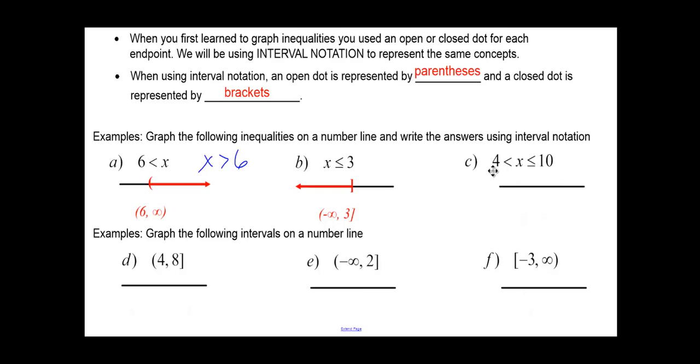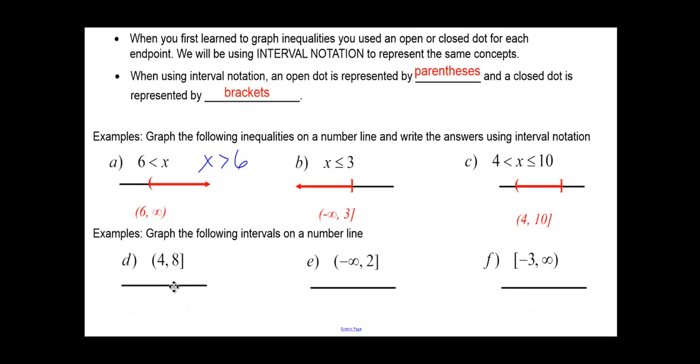Letter C, we have two endpoints, 4 and 10. Anything that's bigger than 4 and less than or equal to 10. So this one has a boundary on both ends. The 10 is included, so it's a bracket, equivalent to a closed dot. And the 4 is not included, so that would be an open dot or a parenthesis. Your interval notation is indicated below.